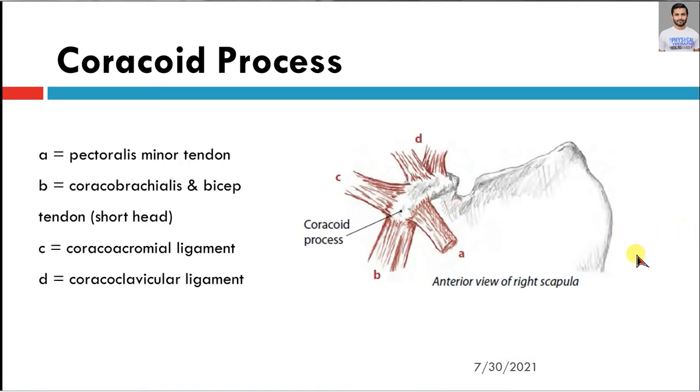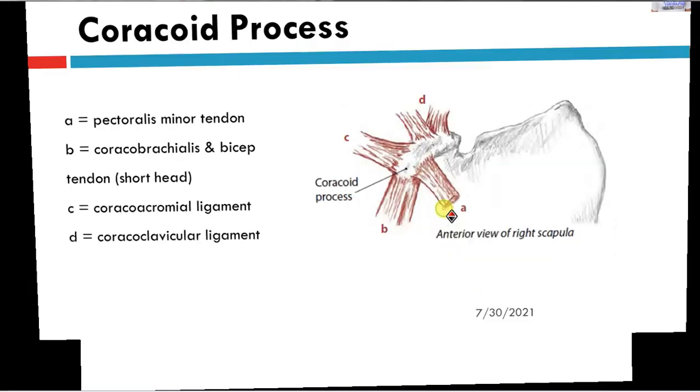You can see the different attachments. The pectoralis minor tendon is attaching over here. The coracobrachialis and the bicep tendon are attaching over here. Then you can see the coracoacromial ligament, and you can also see the coracoclavicular ligament. So the coracoid is a very important attachment site.